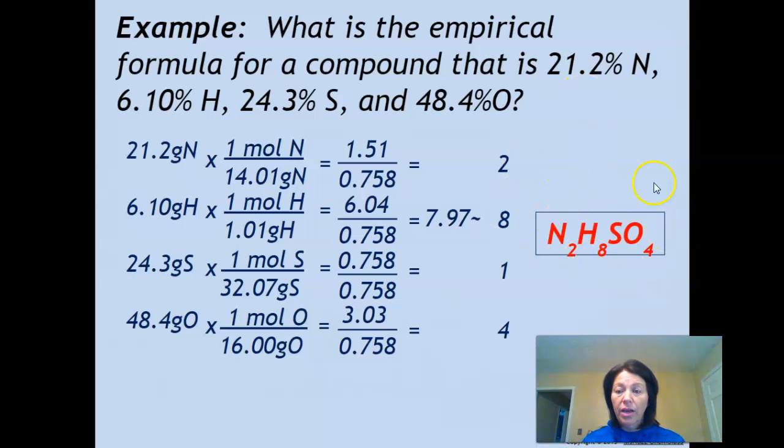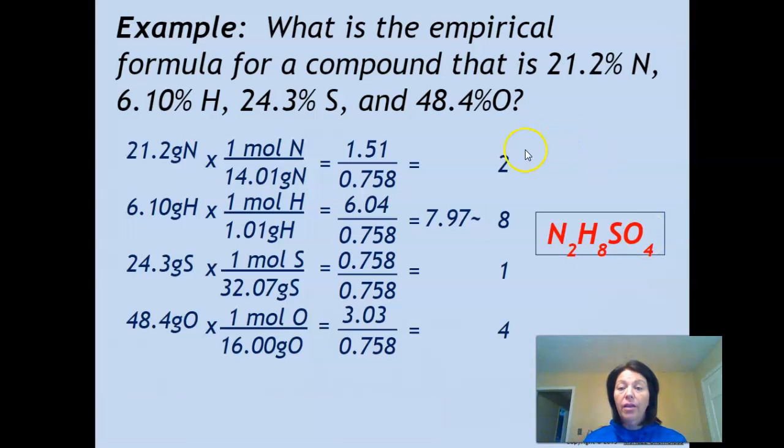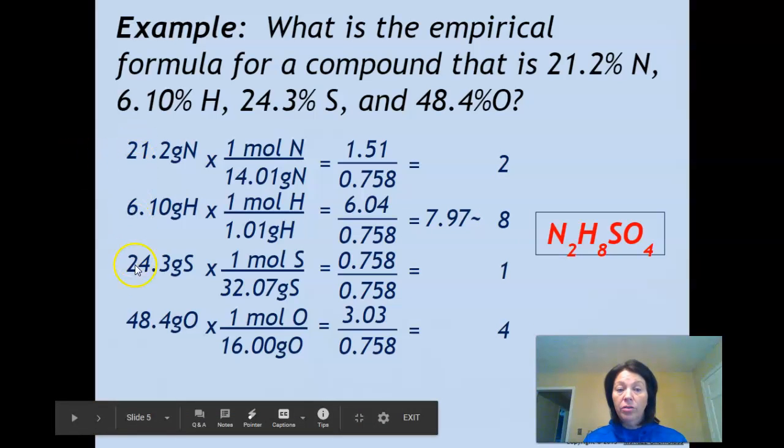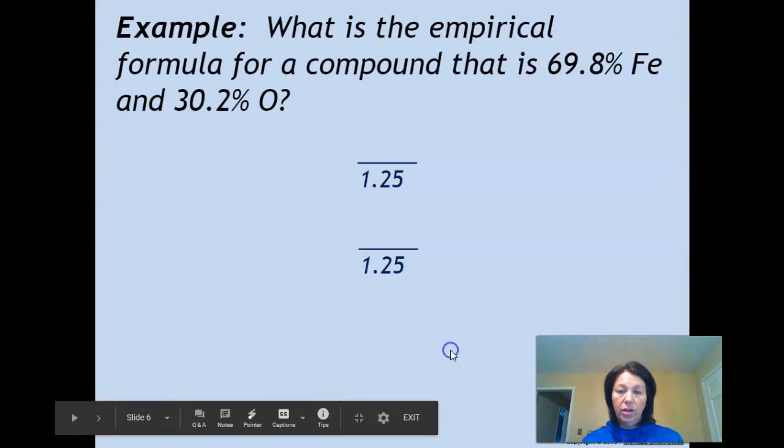And then my empirical formula is going to be N2, because we see here is N, and it has a mole ratio of 2. So N2, hydrogen would be 8, sulfur would be 1, and oxygen would be 4. So the subscripts are the numbers that we have determined from changing the percents into grams. Okay, let's look at another example.